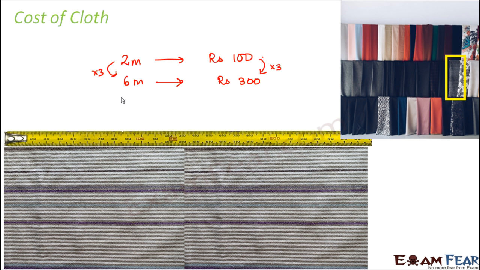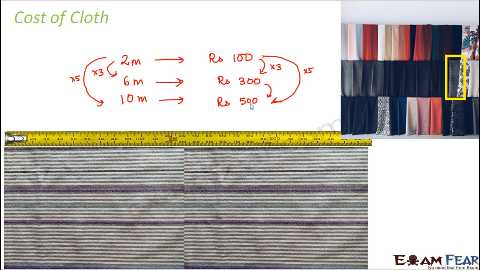Similarly, if you ask him to give you 10 meters of cloth, what would be the cost? The cost would also get multiplied, because 10 meters means you multiply the first one by 5. 2 into 5 is 10. So the cost of 2 meters was 100, and this would also get multiplied by 5. So for 10 meters, he would charge you ₹500.